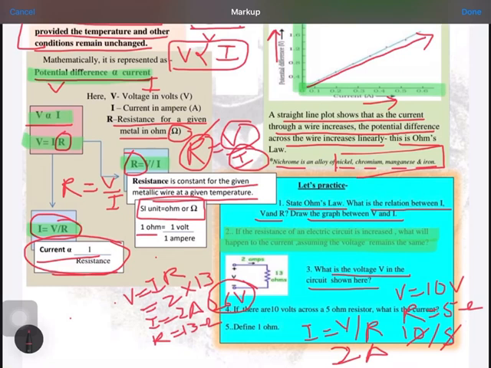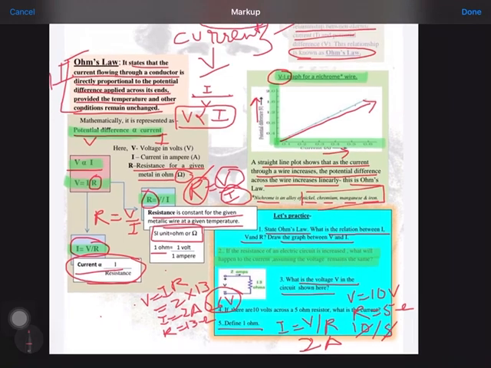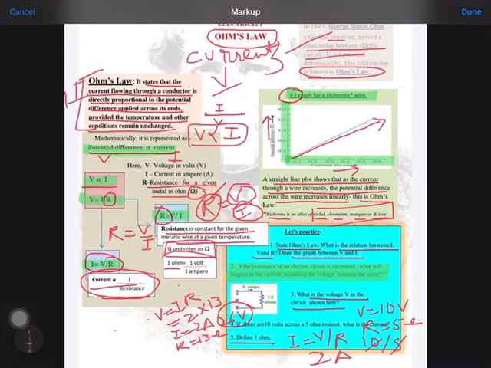Next is, define 1 ohm. As I told you, we can define 1 ohm. First write this: 1 ohm equals 1 volt upon 1 ampere. Then you write that 1 ohm of resistance will be produced if 1 ampere of current is flowing through a wire with 1 volt of potential difference.